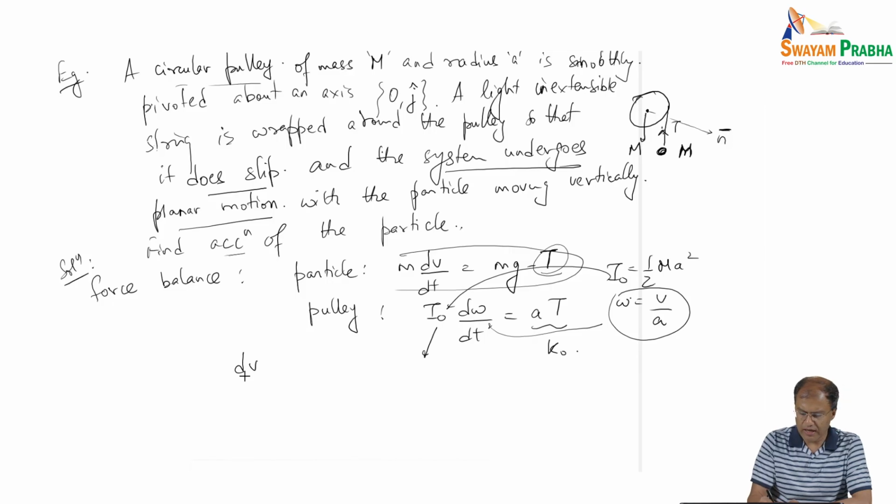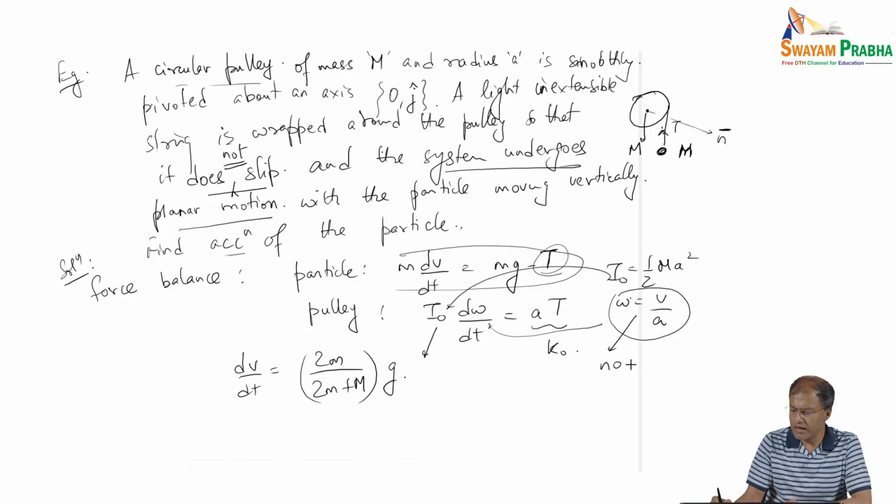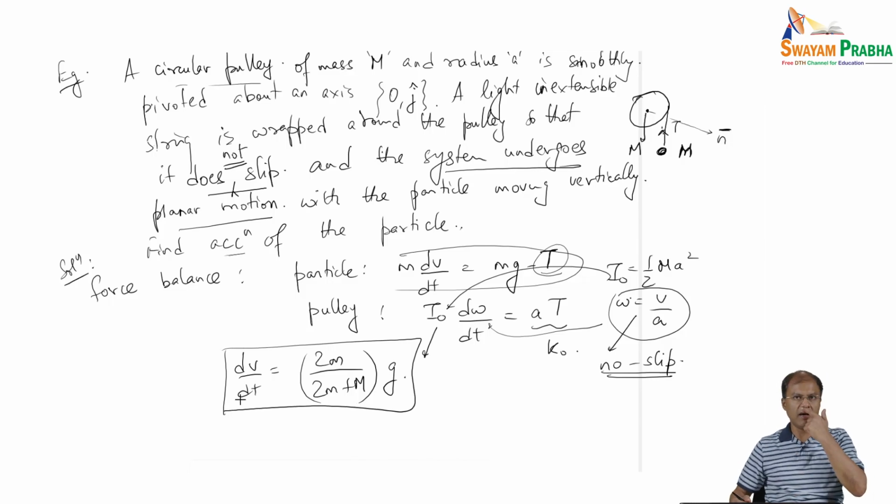We find that the acceleration dv/dt comes out to be 2m by 2m plus m by g, right? I need to be very careful. The problem says that the pulley does not slip. I think that is crucial, because the moment there is no slippage, then this is the no slip condition. Omega is equal to V over A. So that is how we are able to solve the problem, by eliminating omega and T.